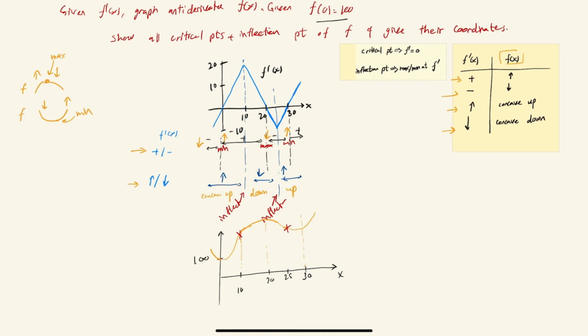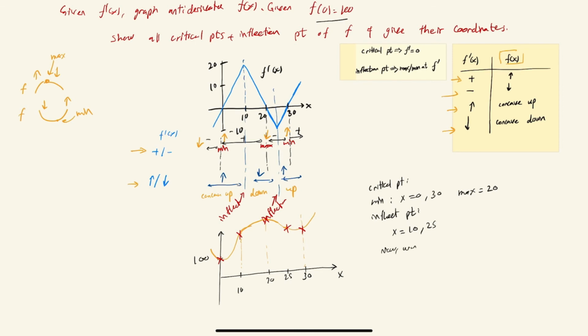Notice our critical points, we're going to have 3 critical points at x equal to 0 and then at x equal to 20 and lastly at x equal to 30. So for the critical points, we're going to have a local minimum at x equal to 0 and 30, and then we're going to have a maximum at x equal to 20. And then for inflection points, we're going to have 2 inflection points at x equal to 10 and then x equal to 25.